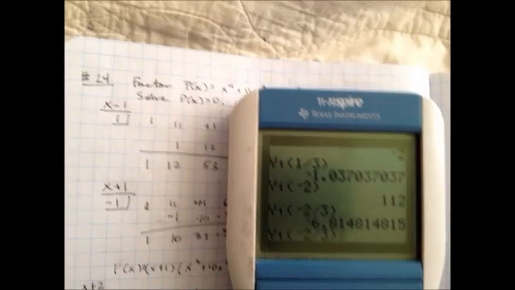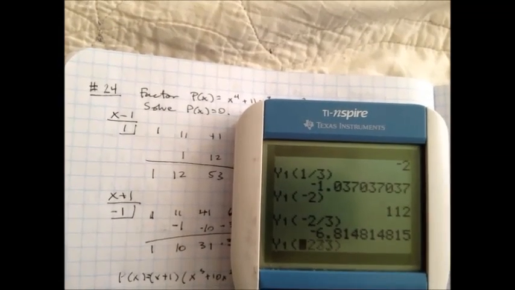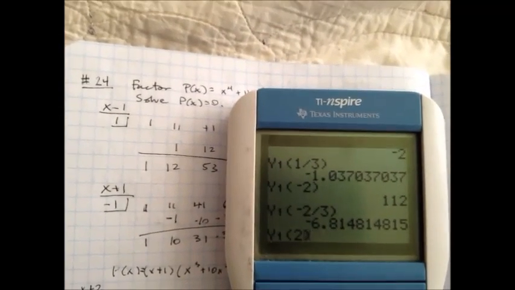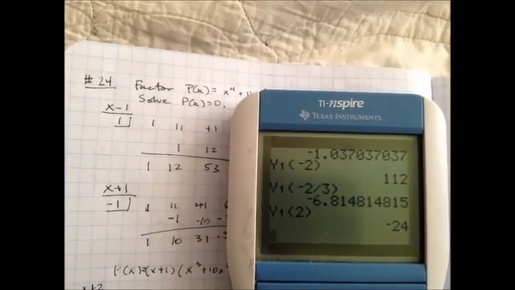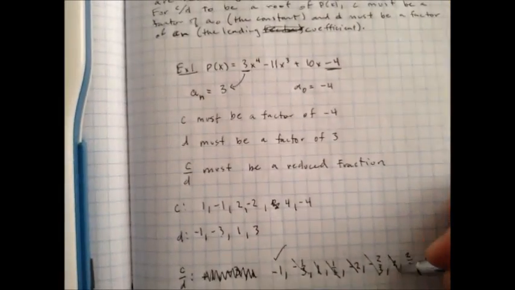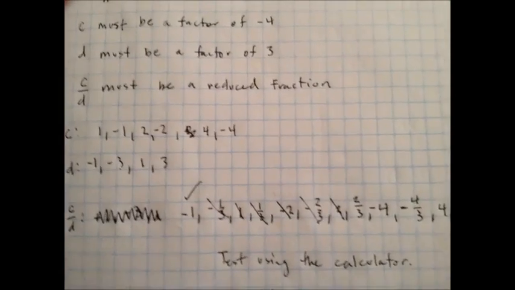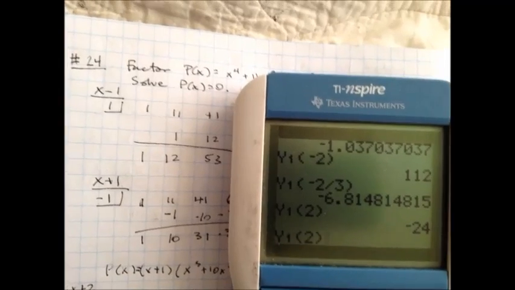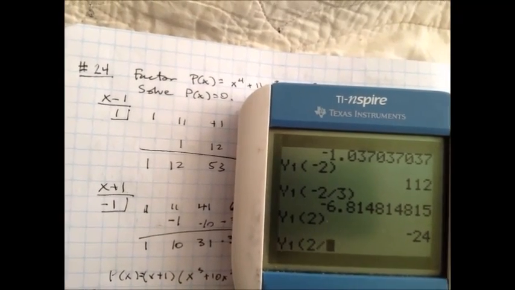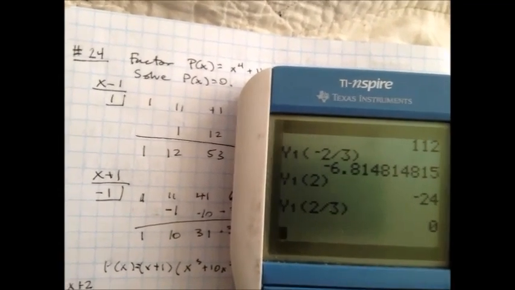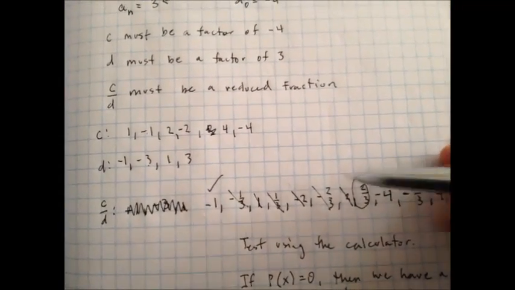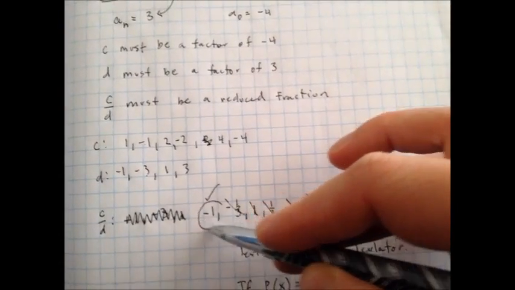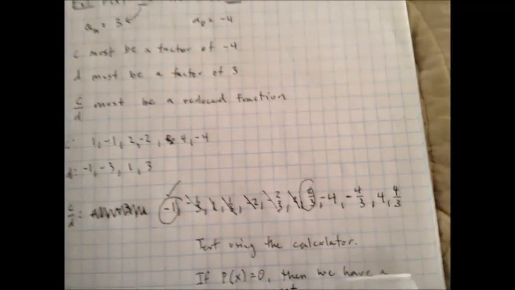Okay, so let's try 2 now. Second enter, and we're going to do positive 2. And it's negative 24. Well, so we mark that one out. Alright, so our next one is positive 2/3. So I do second enter, I do divided by 3, and oh my goodness, it worked. So we know that 2/3 is a root and negative 1 is a root. Maybe those other ones are roots, but I've got one.